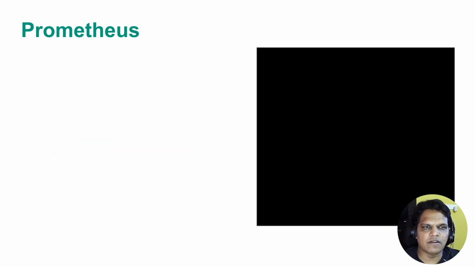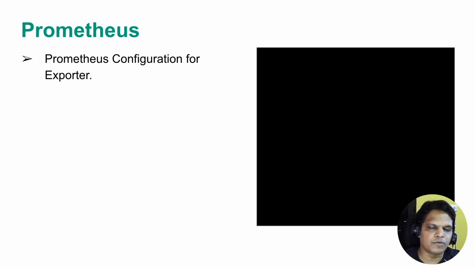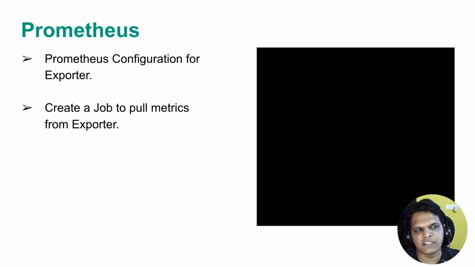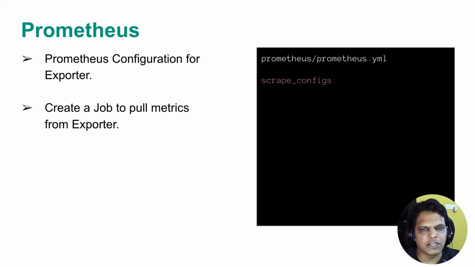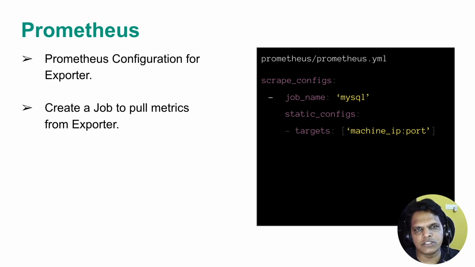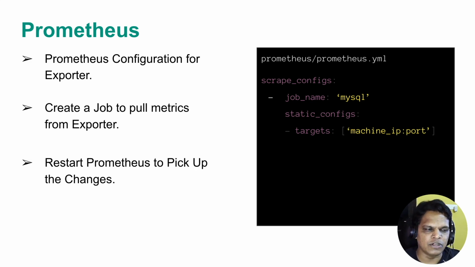Once the installation is done, you simply need to configure Prometheus with the database exporter and create a job to pull the metrics from the exporter. We need to update the Prometheus configuration YAML, scrape metrics. We need to create a new job, define the static configuration, and mention your target, that is, which particular target you want to scrape. And then you need to restart Prometheus to pick up the changes.